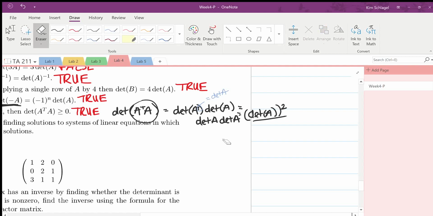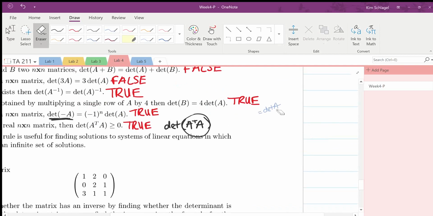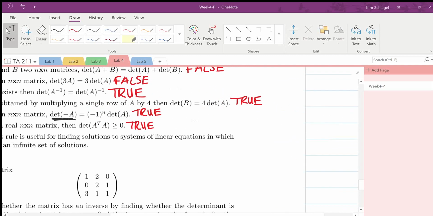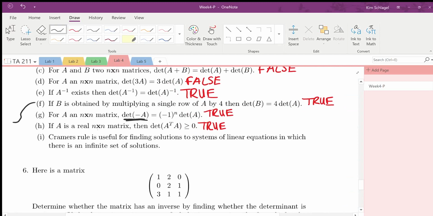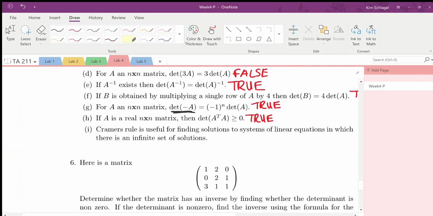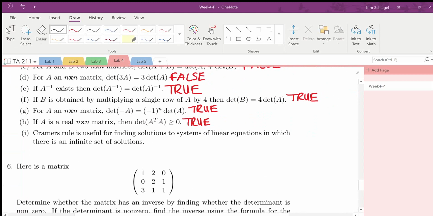Because of the rules of squaring, even a negative number squared is greater than or equal to 0. If you have, say, negative 2 and you square it, you end up with a positive number. So even if the determinant is negative, when you square it, it ends up being positive, or 0 if it was 0 to begin with. So that's why that one is true. When you try to do these sorts of proofs, it's really about remembering your matrix rules. Those are pretty important things to remember.